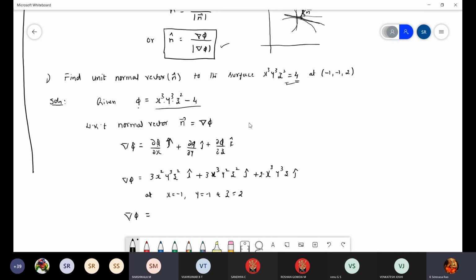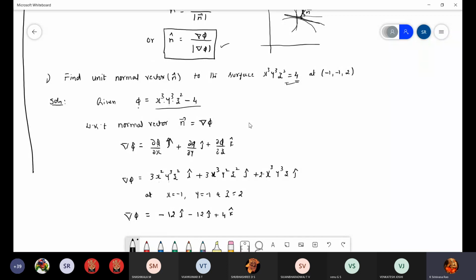12 i cap. Plus 12 j cap. First one plus or minus? Minus 12 i cap. Minus 1, because x is positive, but y is negative here, -1. So minus 12 i cap, correct? Then minus 12 j cap. Plus 12 k cap? Very good. Plus 4 k cap. Correct? So this is grad phi.